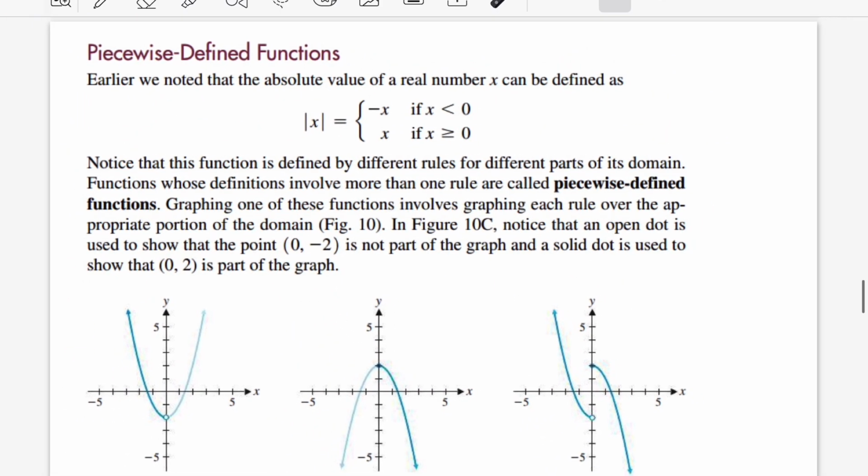They're just functions that are defined on certain intervals. And there are a few examples in the book that can help you practice graphing these piecewise functions if you want to go ahead and take a look at that.